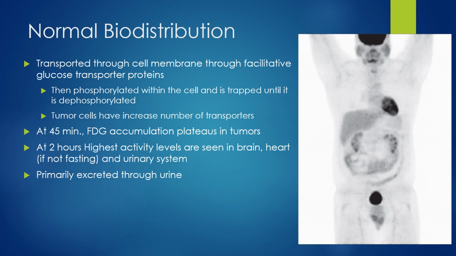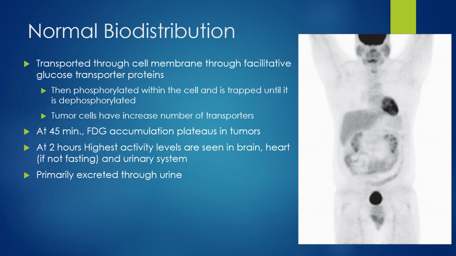This is an example of normal biodistribution. Notice in this picture, this was an eyes to thighs study. The top of the brain is cut out of the image and the patient's arms are above their head. Normal biodistribution: the FDG is transported through the cell membrane through facilitative glucose transporter proteins. It's then phosphorylated into the cell and is trapped. The tumor cells have increased number of transporters. They take up more of the glucose and then it gets trapped in the cell.